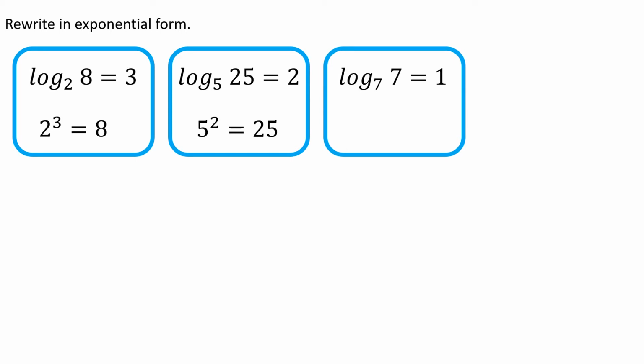Log base 7 of 7 equals 1. Okay, so the base is 7, the exponent is 1, and sure enough, 7 to the first power does equal 7.